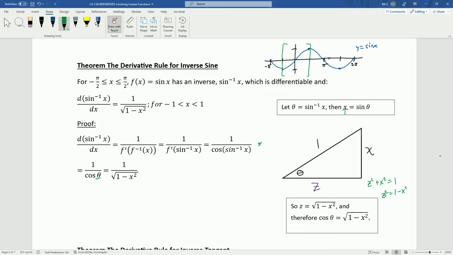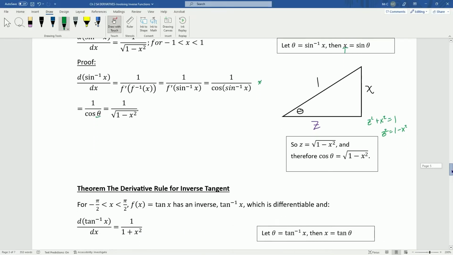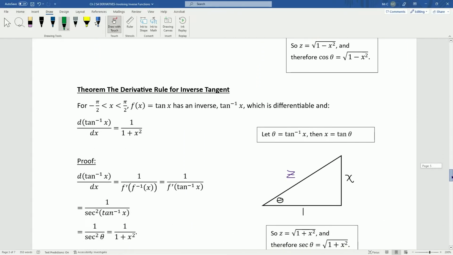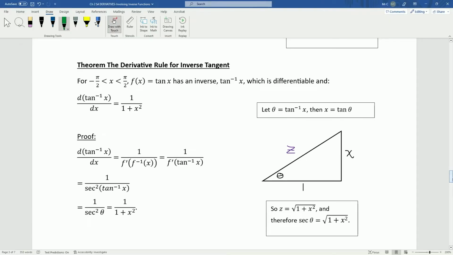Let's go ahead and look at one more, and we're going to apply the same idea. So the derivative rule for inverse tangent. So again, back in pre-calculus times, we saw that in order to have an inverse, we restricted tangent of x to x being between negative pi over 2 and pi over 2. And then tangent inverse of x is differentiable, and its derivative is given by 1 over 1 plus x squared.